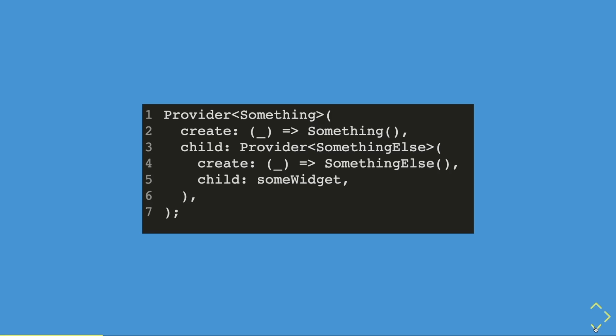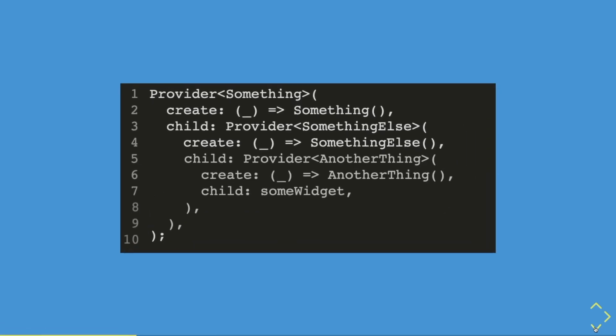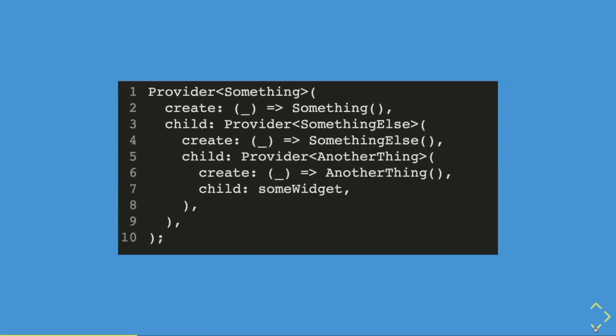Wait, there is another thing that you want to pass down on that some widget. So you do the same thing, adding another provider to send down another thing to some widget. Now some widget has something else, and another thing inside the context. It doesn't really look readable, and it seems very messy and very boilerplatey.